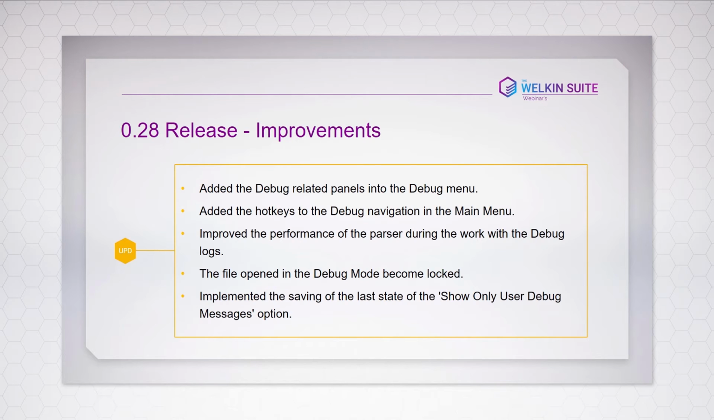Okay. Also, the locals list now includes all the properties and the related data for the custom variables. In addition, we added some shortcuts for the debugging navigation buttons to the main menu.